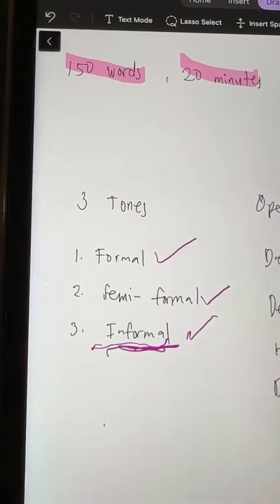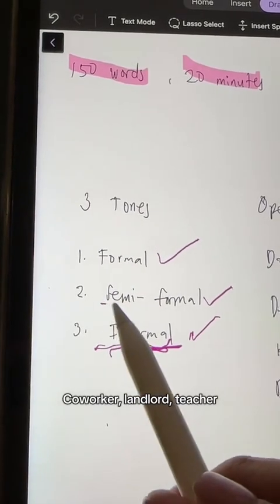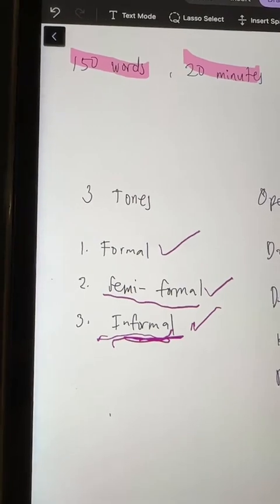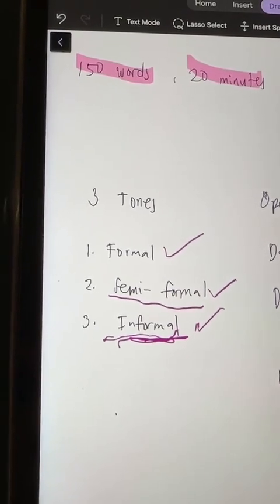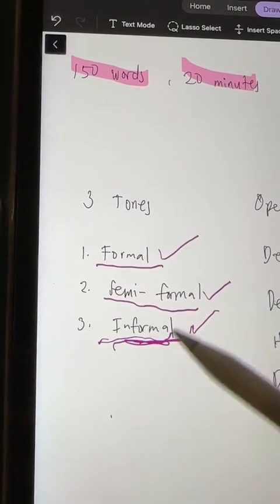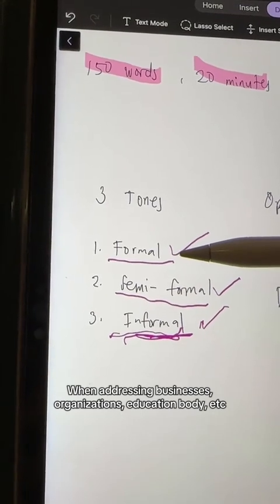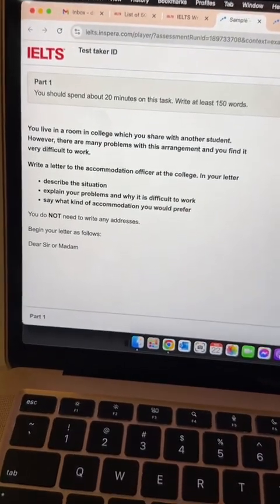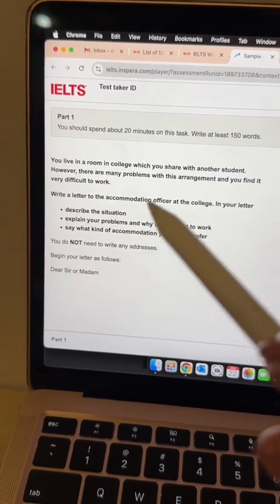However, if you have a working relationship naman, like your co-worker, your teacher, your landlord, semi-formal yan. They are people na kilala mo, you have working relationships with them, but you're not that close compared sa informal because diba, informal are like family members, friends, close people, ganyan. So, everyone else na hindi nabanggit are formal. So, mga people in businesses, people in organization, and just like dito, accommodation officer at the college.